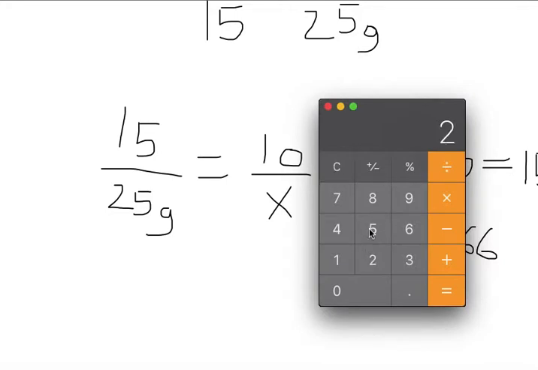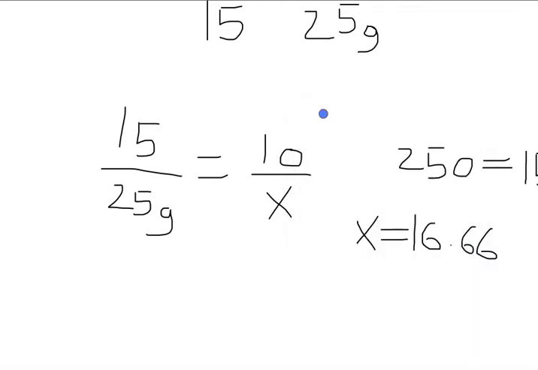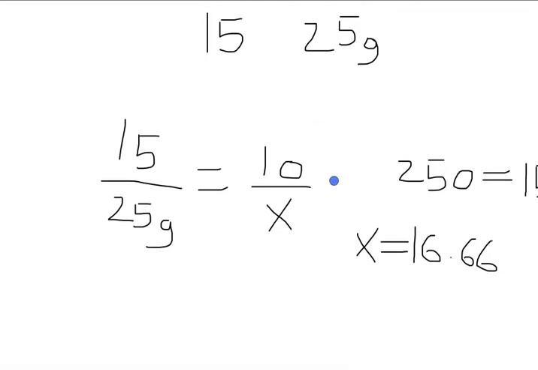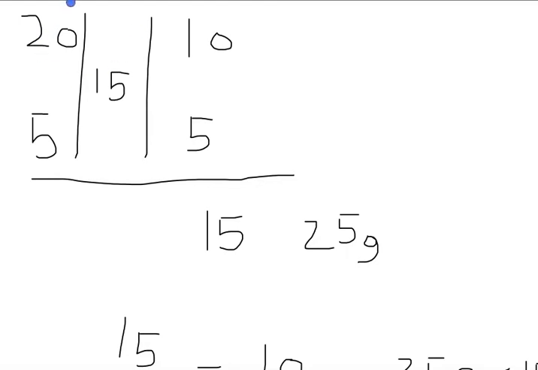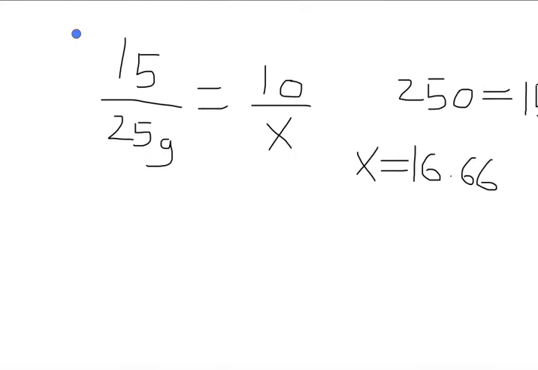Now we want to multiply the 25 grams times the 10 parts, and then we want to divide that by the 15 parts. So this gives us 16.6, which is our grams for the 20% here.